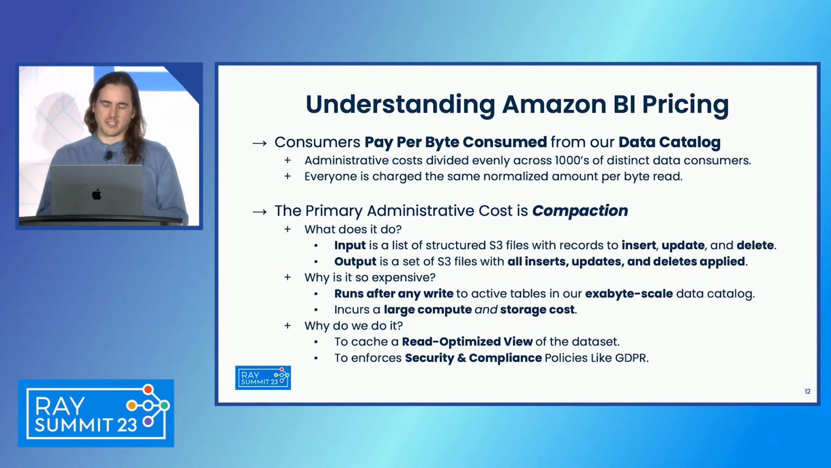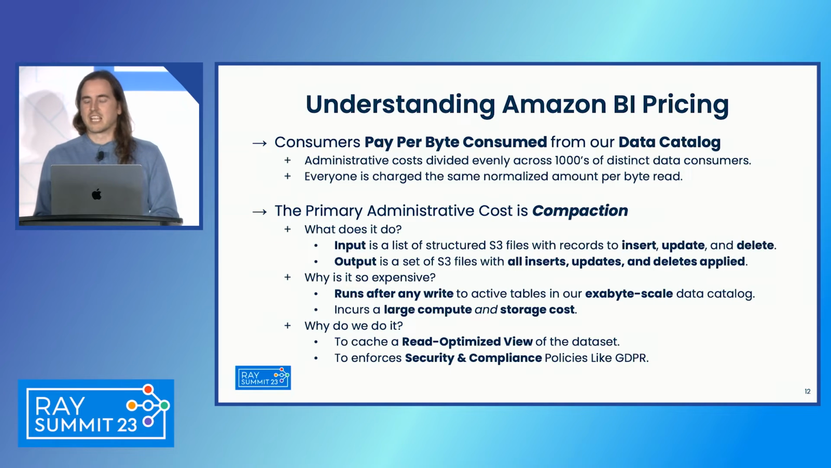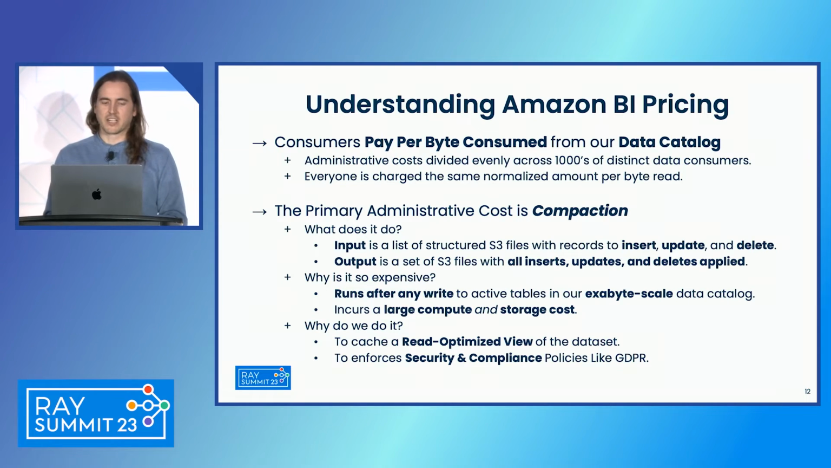And that goes into understanding Amazon Business Intelligence pricing. We charge internal pricing to other Amazon internal customers to use business intelligence. So we basically have a set of administrative costs that we divide evenly amongst thousands of distinct data consumers, where everyone's charged the same normalized amount per byte that they read from our catalog.